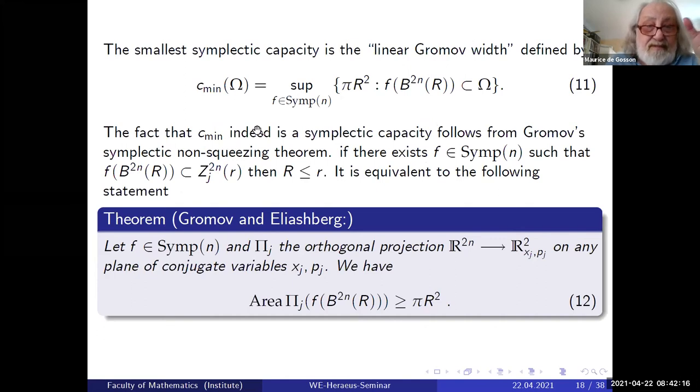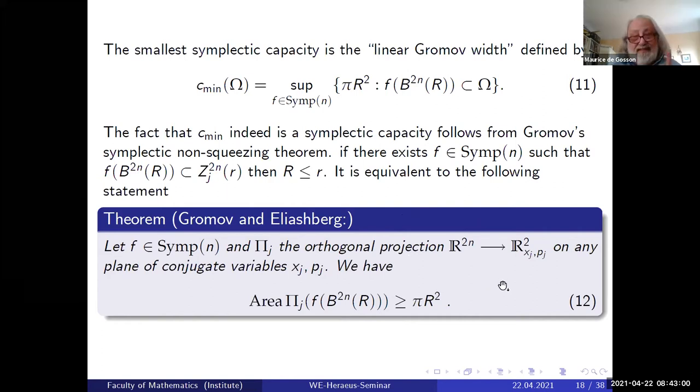And this symplectic non-squeezing theorem can be stated as follows. There's one version of it. It's a theorem of Gromov and Eliashberg. If you take a symplectomorphism F and consider the orthogonal projection pi_j of phase space onto the plane of xj, pj coordinates, then the area of this projection on this plane is never smaller than pi r squared.